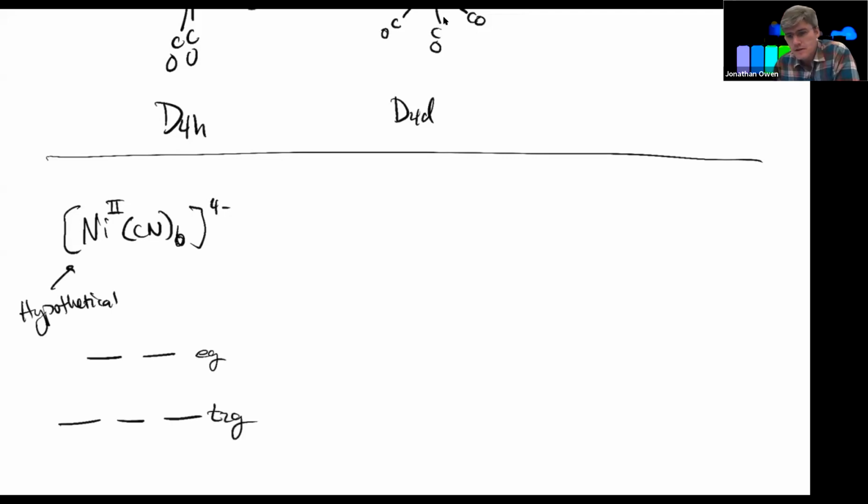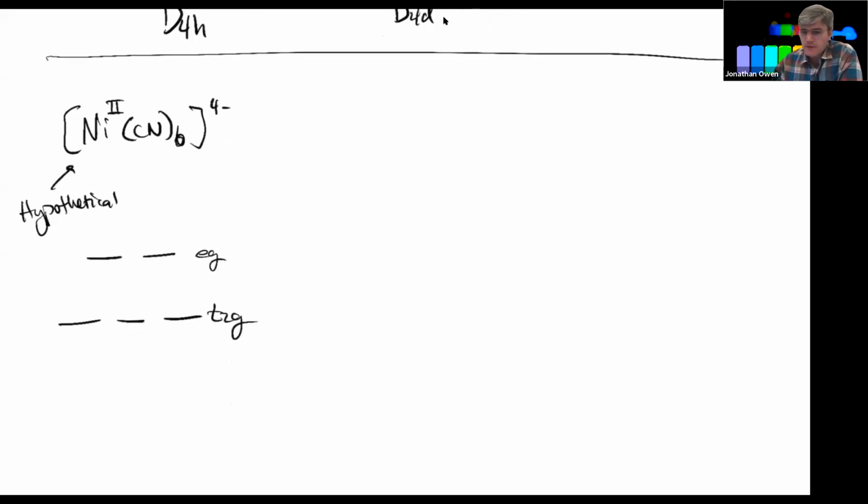How many electrons does nickel 2 have? Got to know your periodic table. 8. There we go. Nickel, palladium, platinum are D10. So the nickel 2 ion has 8 electrons. Or a sigma star and pi.